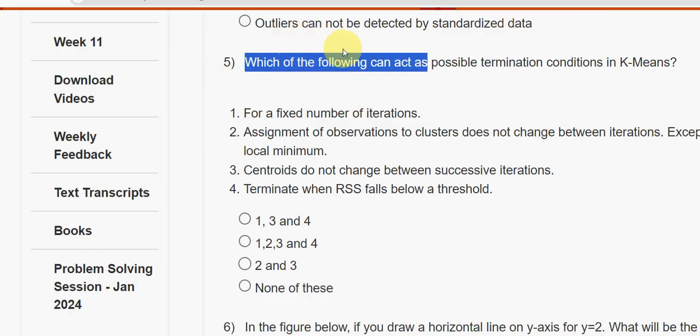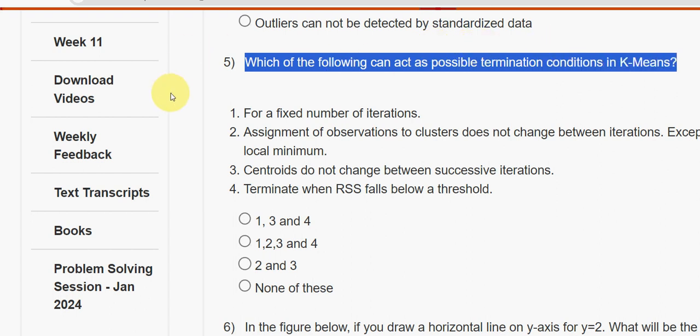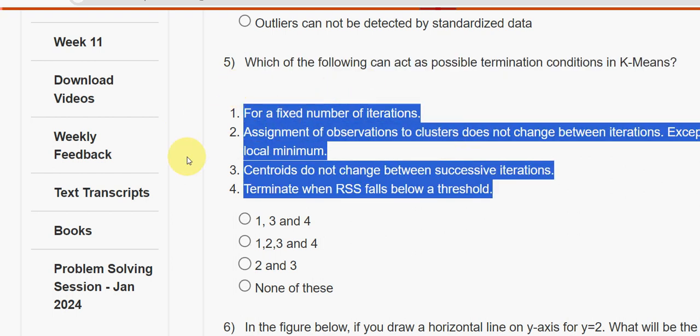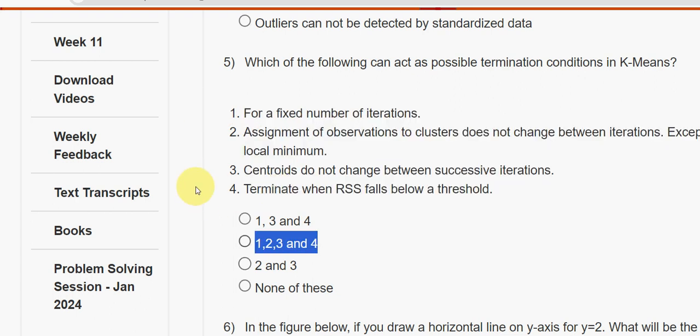Which of the following can act as possible termination conditions in k-means? So for a fixed number of iterations and second, third, fourth, all the statements are correct only. So I'm going with second option guys, 1, 2, 3 and 4. Next, sixth question guys.